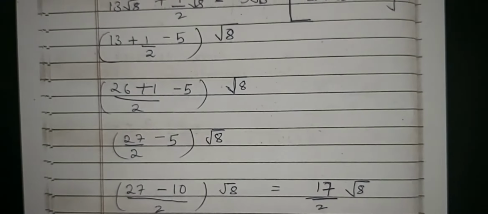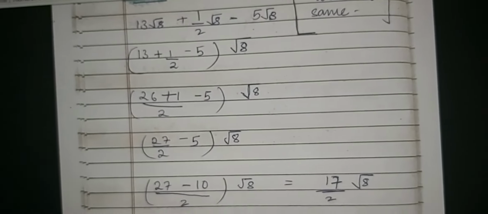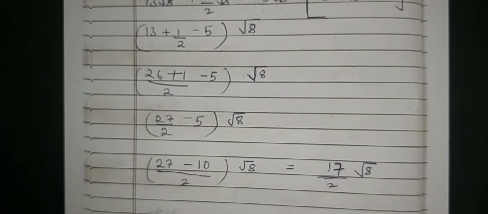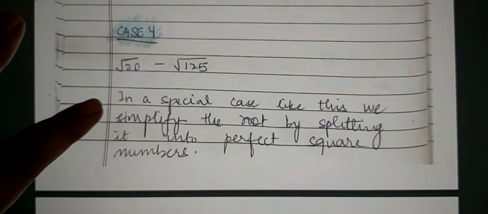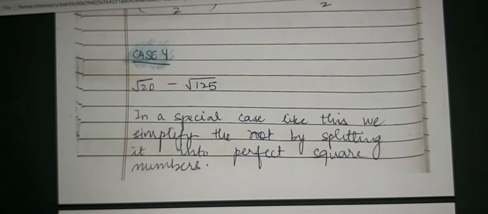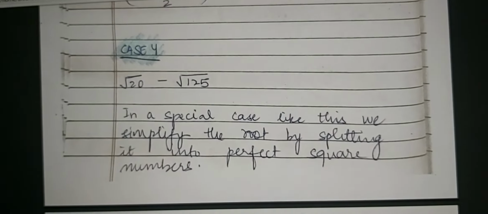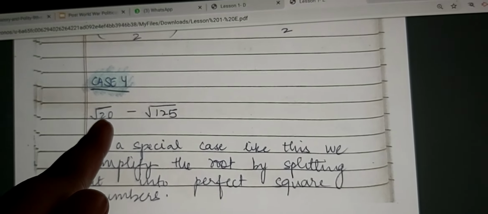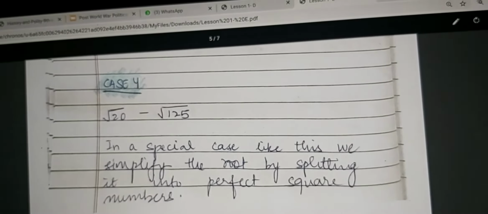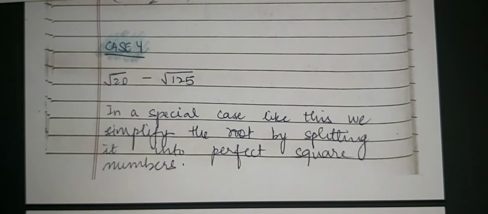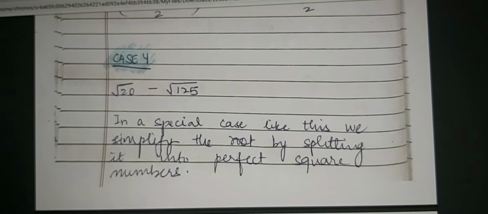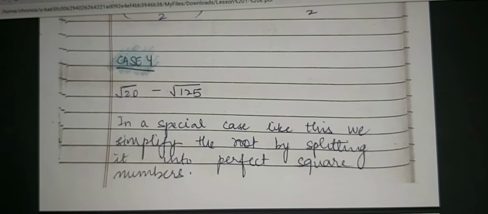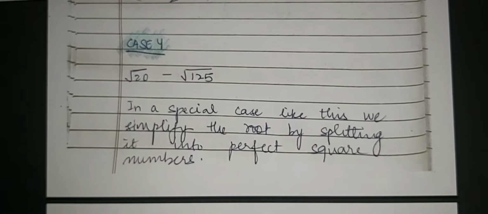How do we add, subtract fractions? It's basically just addition, subtraction of fractions. Now, in a situation like this, which is square root 20 minus square root 125, what are we going to do? In a special case like this, we simplify the root by splitting it into perfect square numbers.